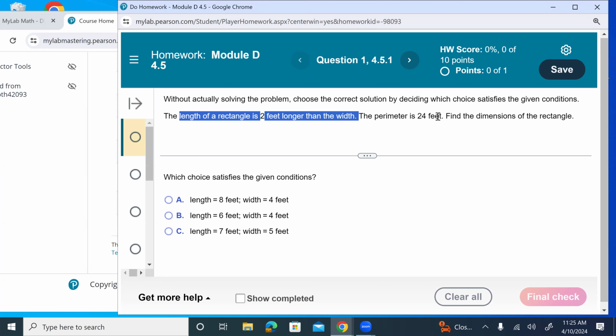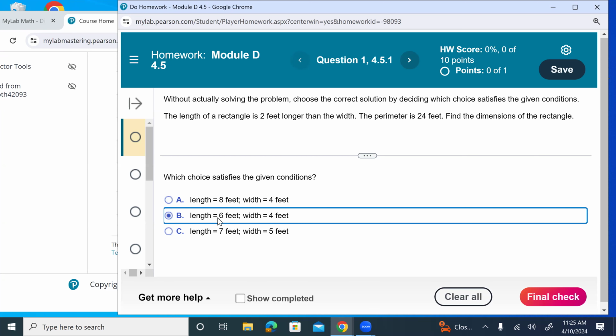So both of these meet the first requirement that the length is 2 feet longer than the width. But the perimeter needs to come out to 24. You think B? Why do you think B? Well, what would the perimeter of this one be? 6 plus 6 plus 4 plus 4. Does that come out to 24? No, it comes out to 20.